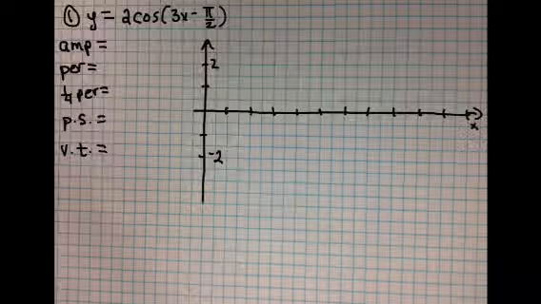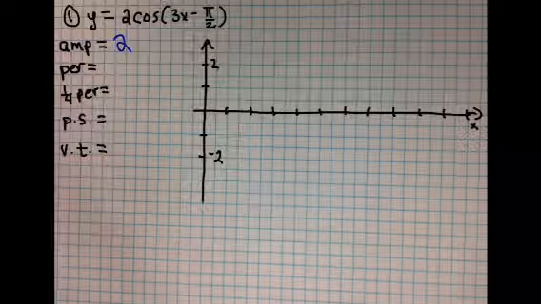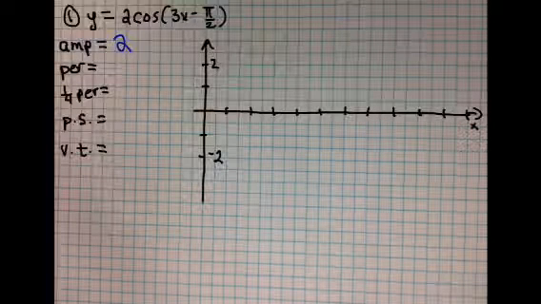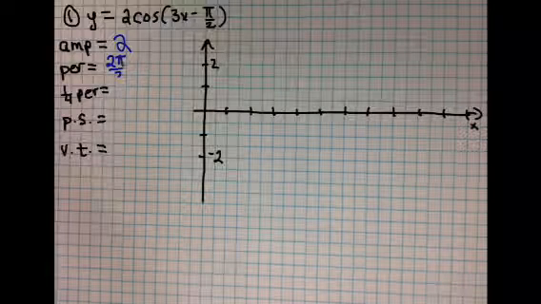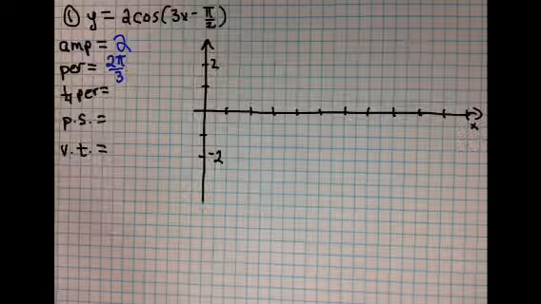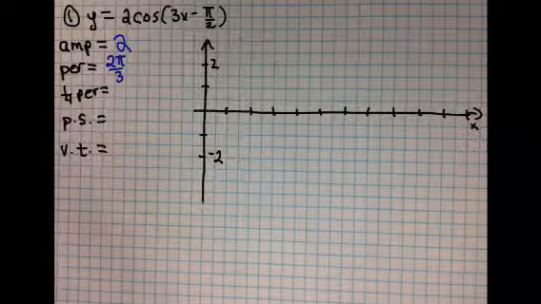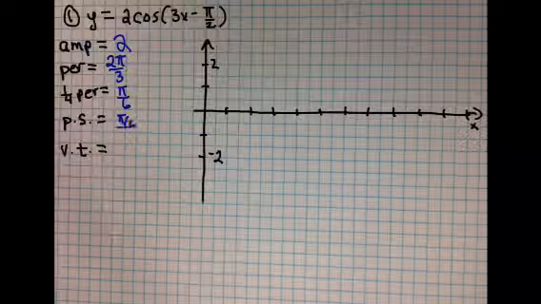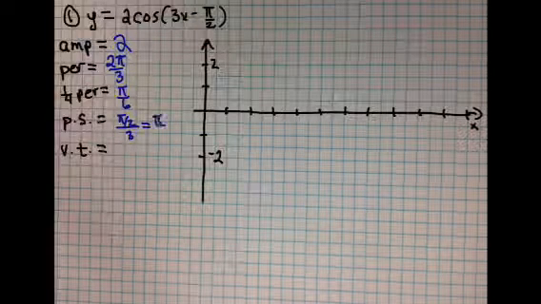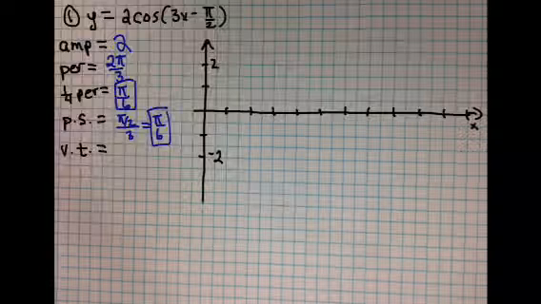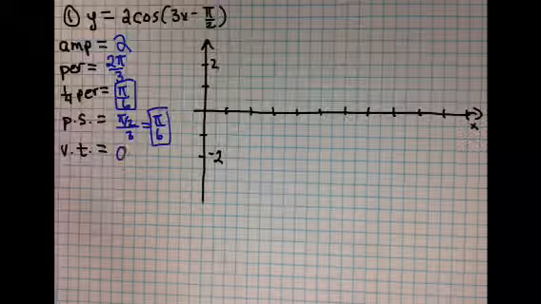So for this one, the amplitude is 2, it's a cosine graph. Amplitude is 2. The period is 2 pi over b. In this case, b is 3. The quarter of a period is 2 pi over 12, which is pi over 6. The phase shift is pi over 2 over 3, which is pi over 6. So this one worked out nicely, where they already have the same denominator, and there is no vertical translation.